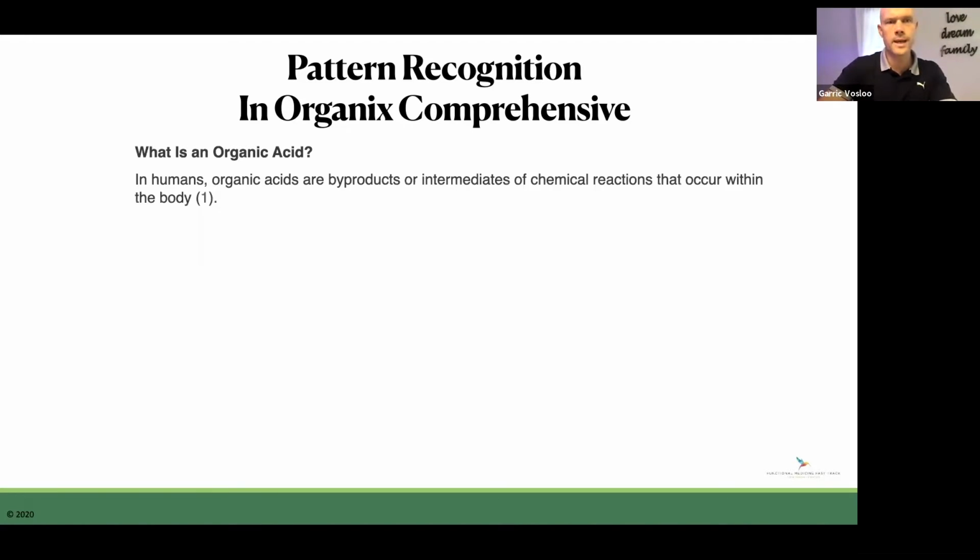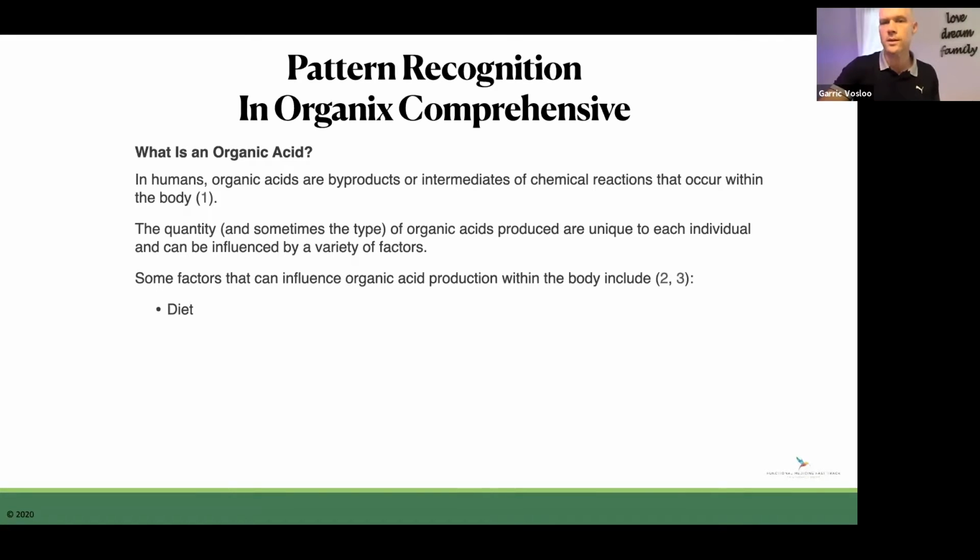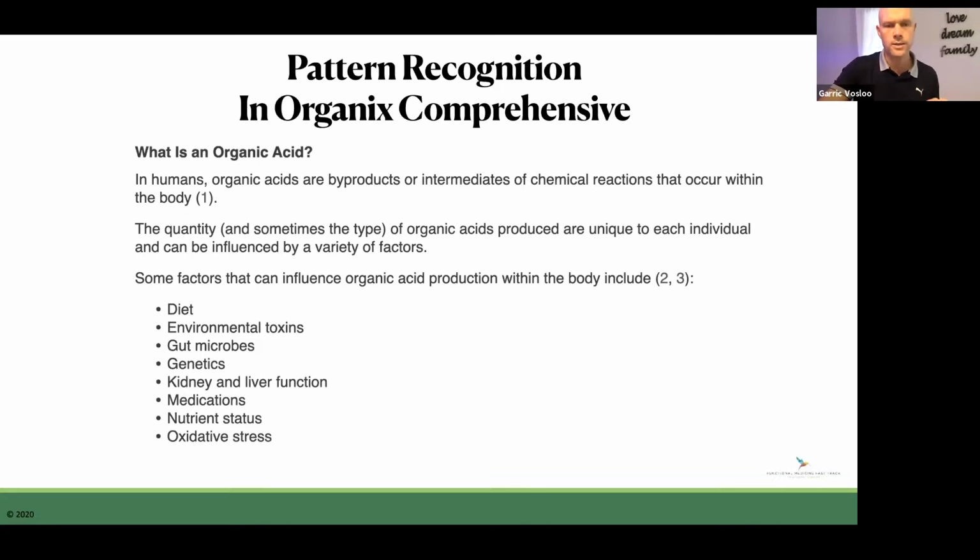So first of all, what is an organic acid? Organic acids are basically byproducts or intermediates of chemical reactions that occur within the body. The quantity and sometimes the type of organic acids produced are unique to each individual, and can be influenced by a variety of factors. Some factors that can influence organic acid production include diet, environmental toxins, gut microbes, genetics, kidney and liver function, medications, nutrient status, oxidative stress, and more.